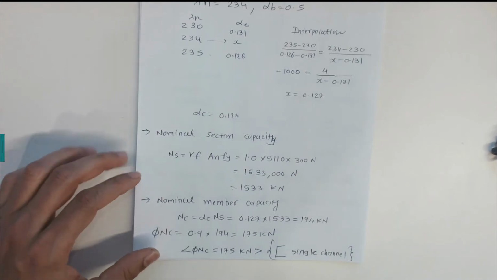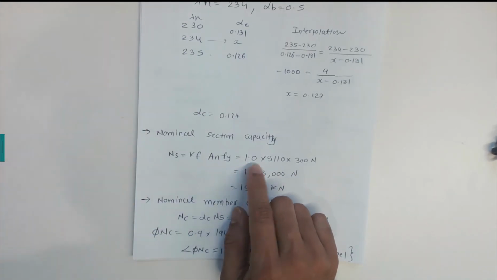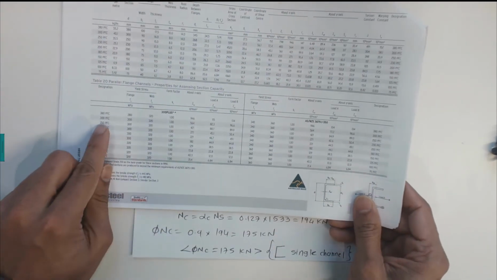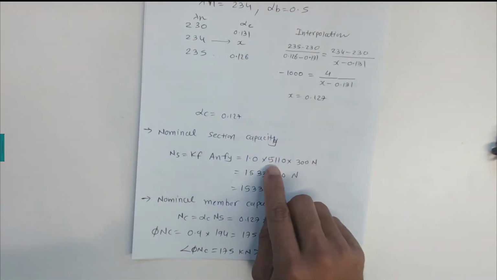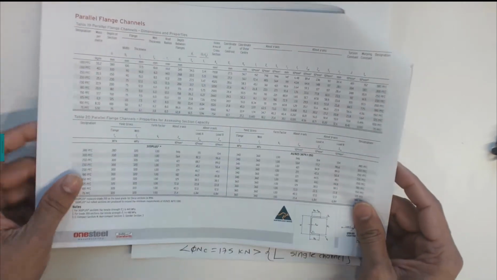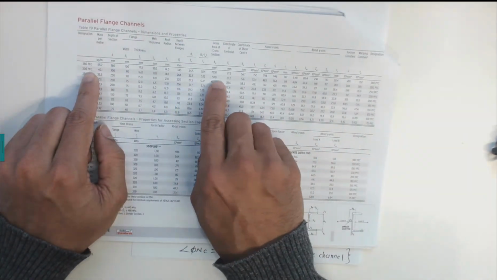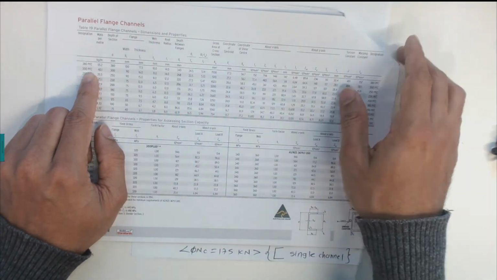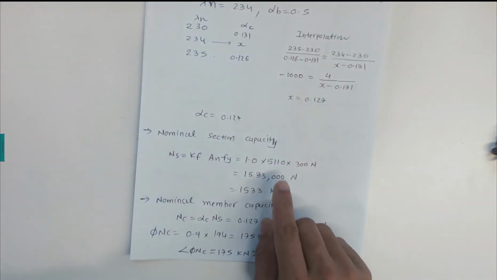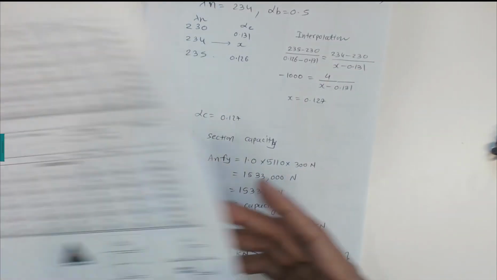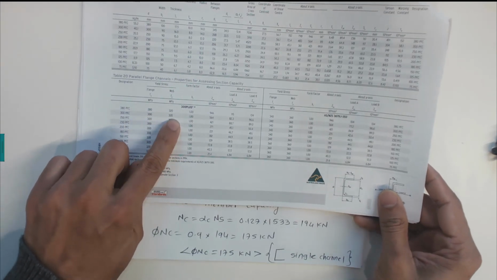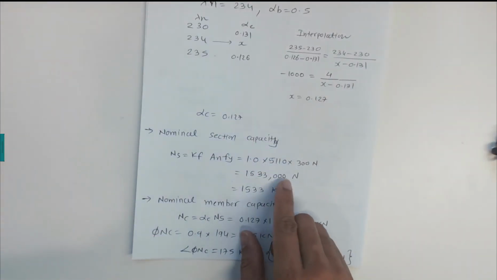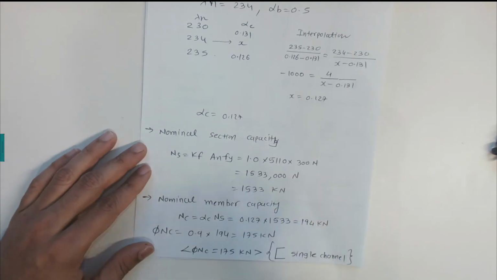Now nominal section capacity Ns coming from the Australian standard, that is on page number 81, Ns equals Kf An fy, and Kf is 1. We can take it from the one steel tables, 300 PFC, Kf equal to 1. 5110 is the gross area. So for 300 PFC, gross area is 5110. Now we are taking the single channel, so we don't need to multiply by 2, times the yield strength 300. The 300 PFC has 300 and 320 yield strength, so 300 yield strength. That gives us a big number, divide by 1000 to get kilonewtons.